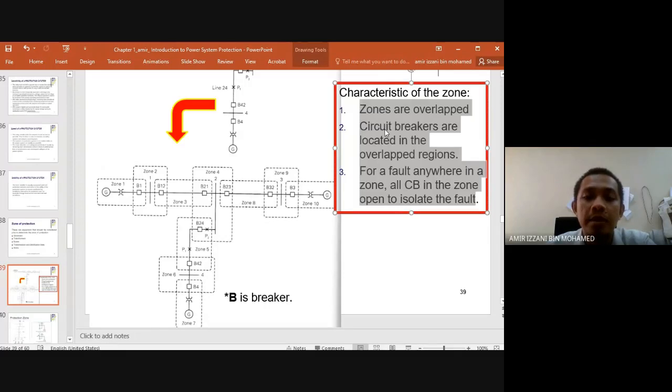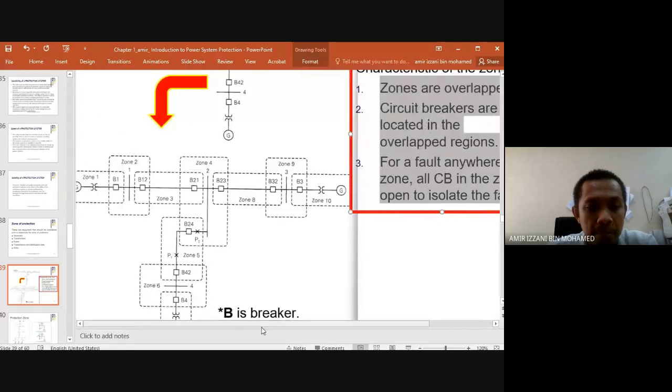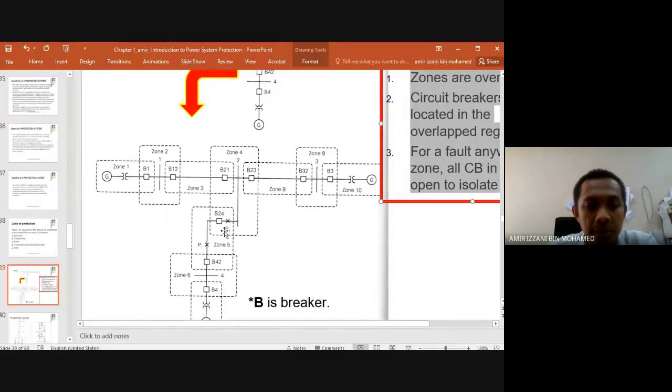After we create the overlap zones, we put one circuit breaker in the overlap region, like here. Then when a fault occurs anywhere in the region, all circuit breakers must be tripped. As shown here, this X mark, P1. When a fault occurs here, all circuit breakers in the region must be tripped.